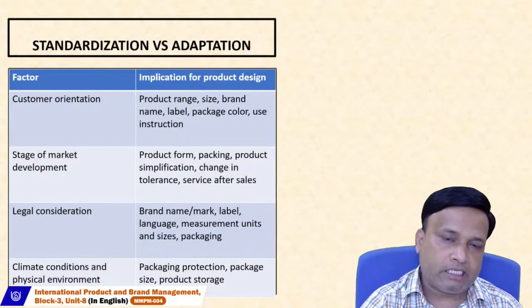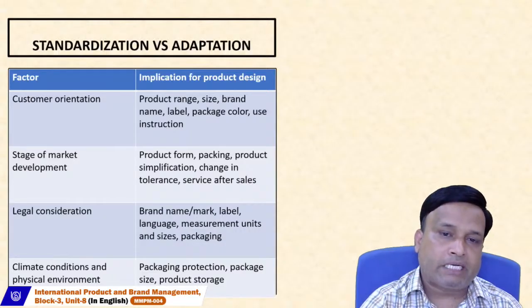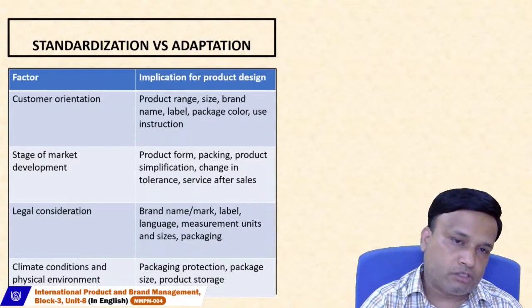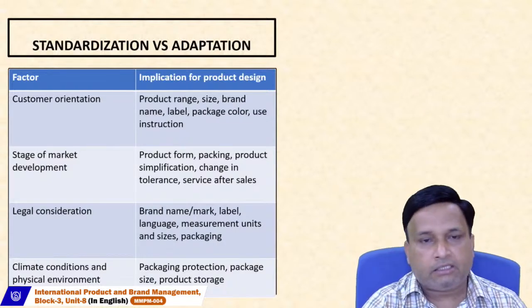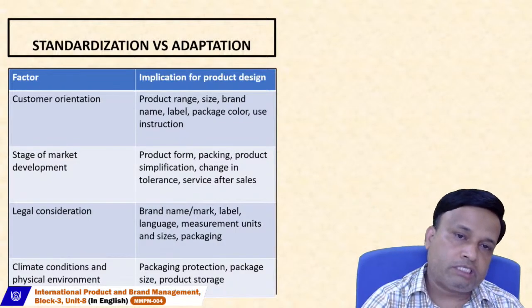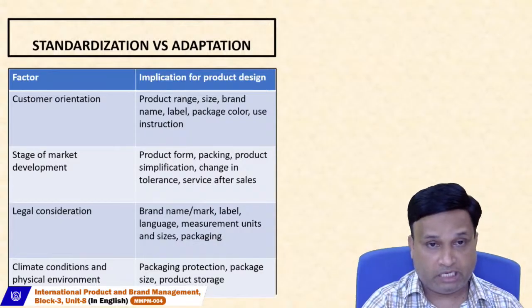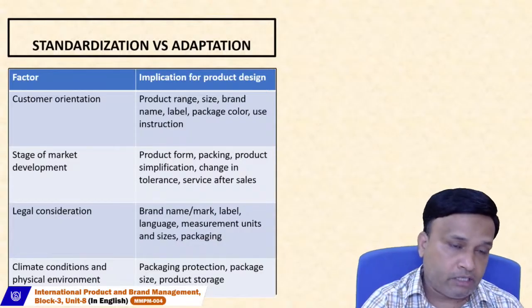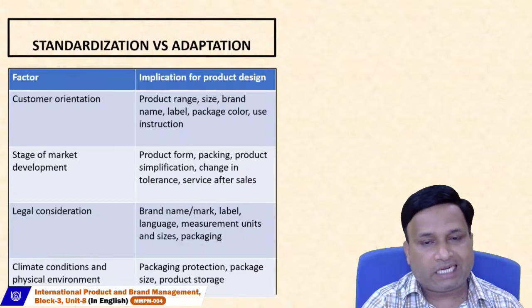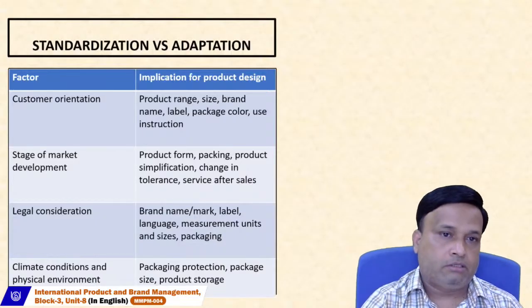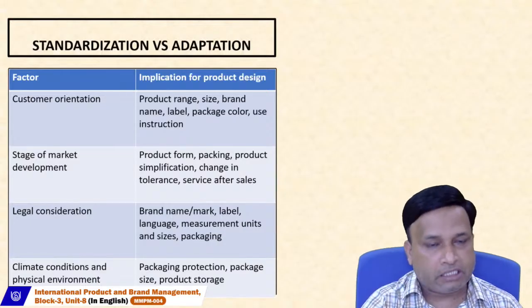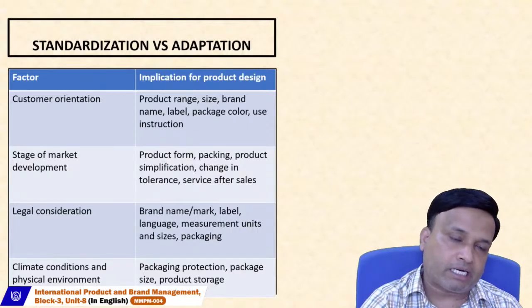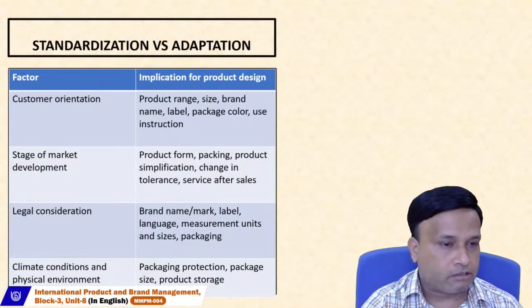Now, there is the product range, size, brand name, label, package, color, and use instructions. As far as technology is concerned, Indians always look for a product which is convenient for them. If the technology is not convenient, they won't accept it. Indians prefer small packs, so if you are an international company, you have to bring small packs for the Indian market. So that is the implication.